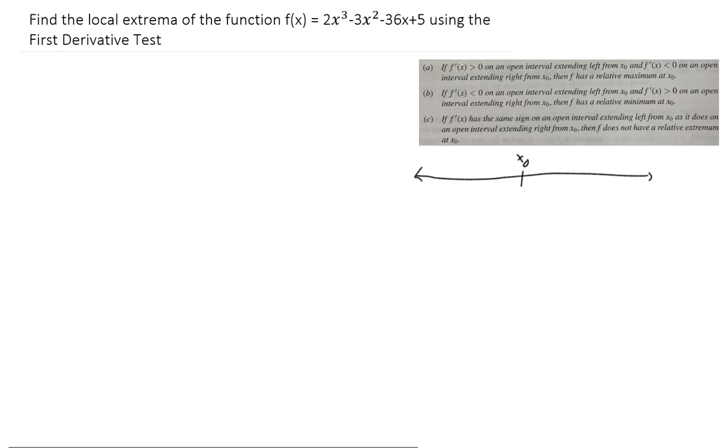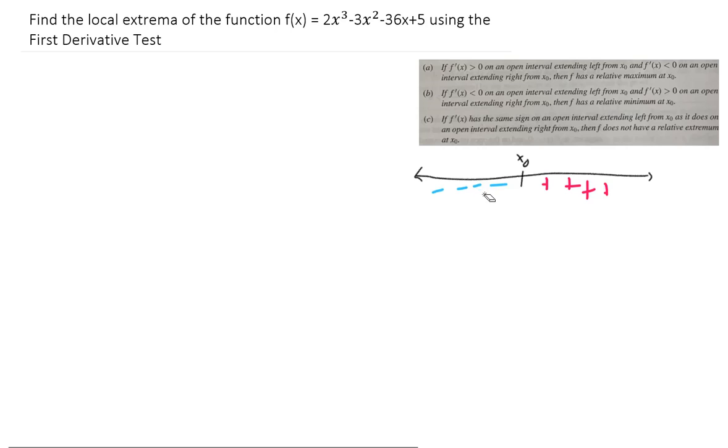And rule B of the test says that, it's pretty much the opposite of part A, if we're negative on the left of the point and positive on the right, well, then we have a relative minimum. So let's go ahead and see what that looks like. Negative on the left and positive on the right. Draw a negative slope here, negative, then positive. Then here you see this is obviously your minimum.